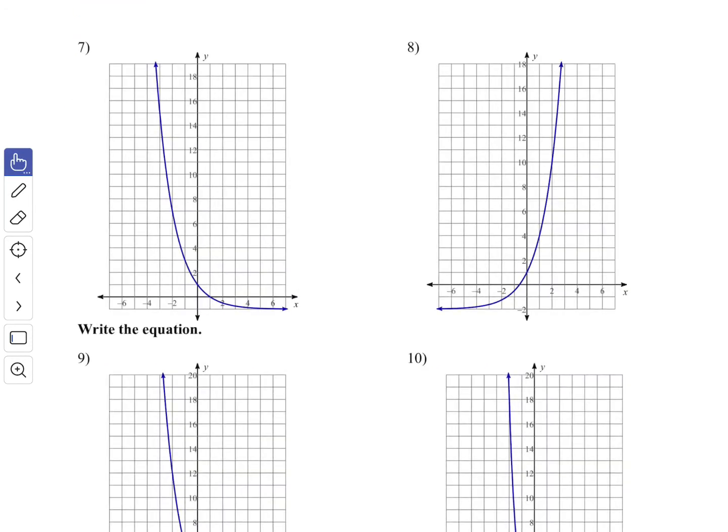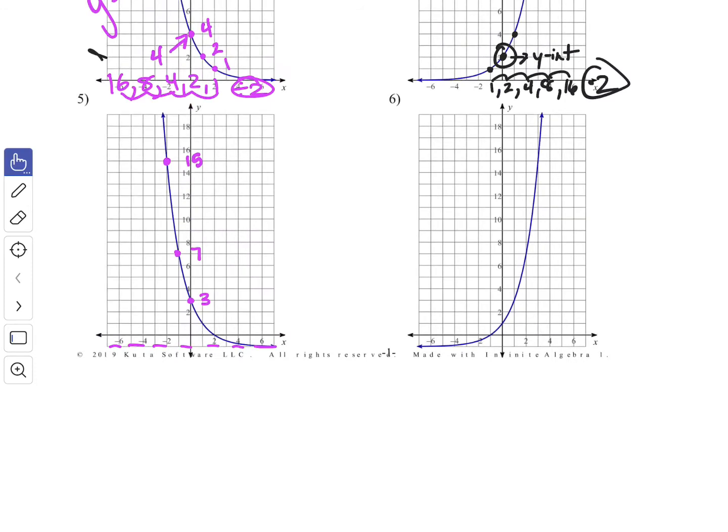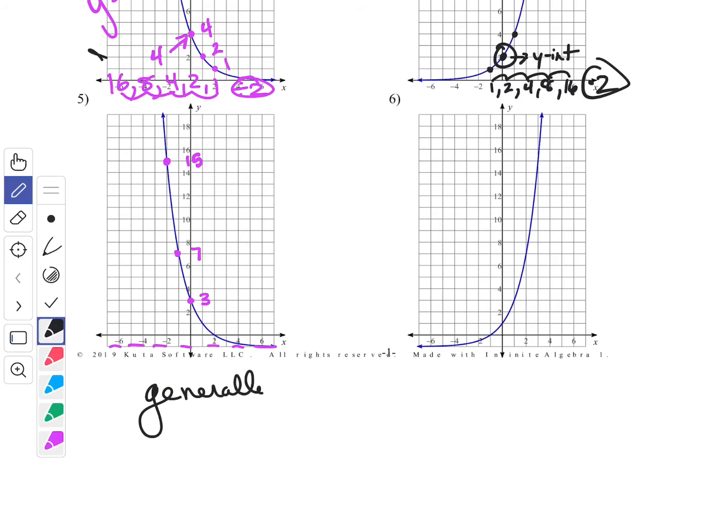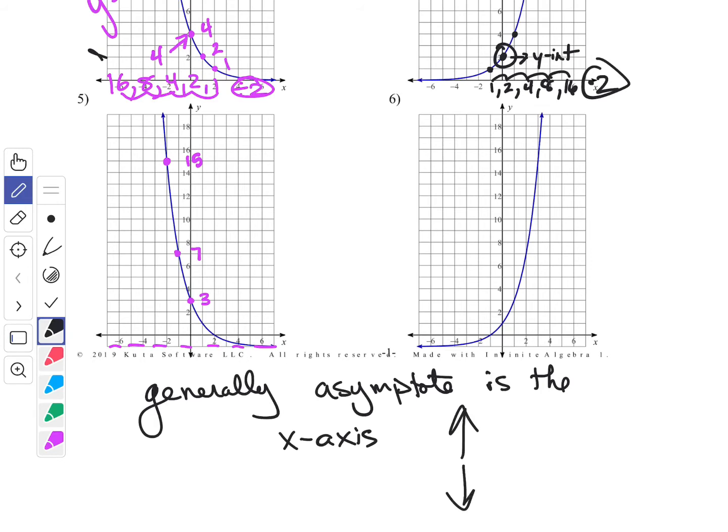Okay? Now, 5 and 6, and it looks like 7 and 8, we've got some issues going. Okay, normally we said, or I guess generally, the asymptote, right, that invisible line, is the x-axis. The only time it isn't is if we're going to shift it up or down. So we look at 5, it looks like my asymptote is here at -1. So what that means, from our x-axis, it got shifted down. So everything got shifted down 1.